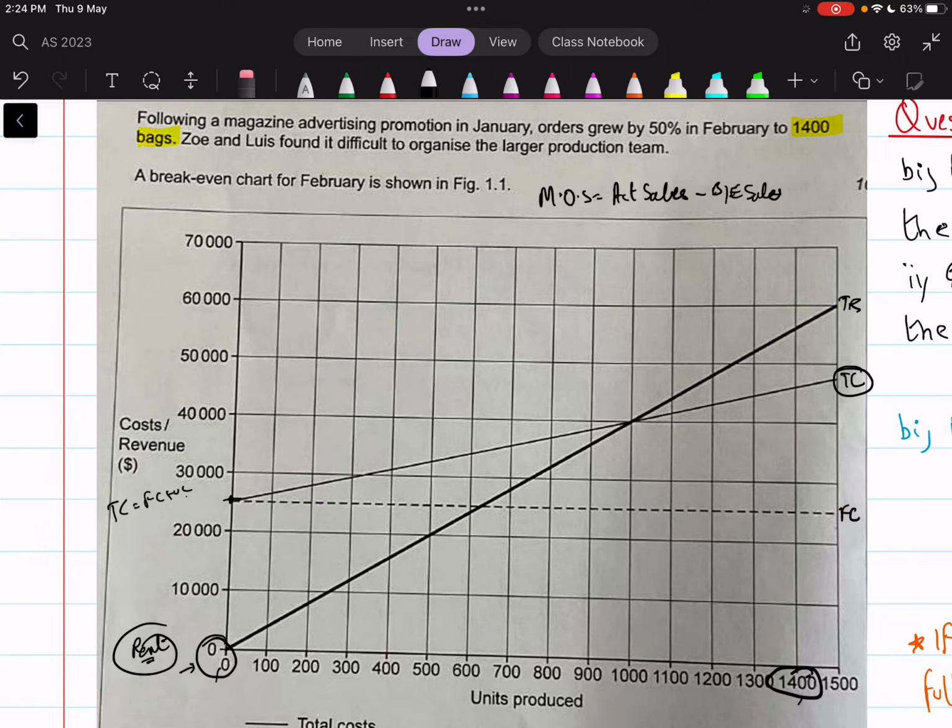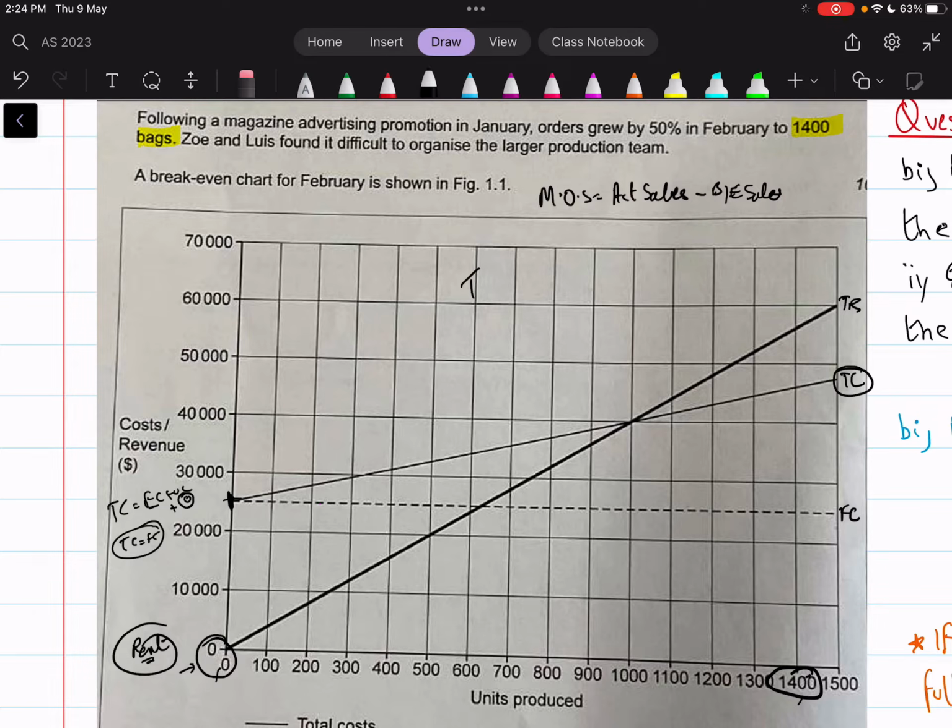So even when you produce nothing, you have zero variable cost, but you are required to pay a certain amount of fixed cost. So at zero output, your total cost will be equal to the amount of fixed cost, which means total cost will always start from here, always start from the line of the fixed cost. Alright, so this is your total cost.